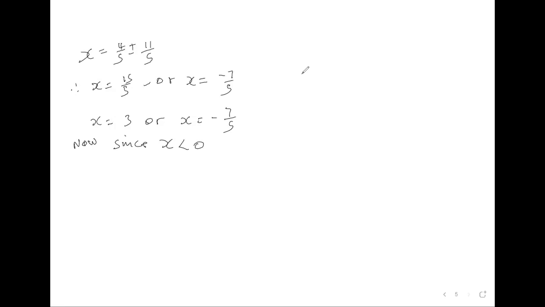So because of this condition that x must be less than 0, the required value of x would be this one, because x equals 3 is above 0. So we have x equals -7/5. That's the required value. Then you've solved. Any question on this? Yes, you can ask, please.